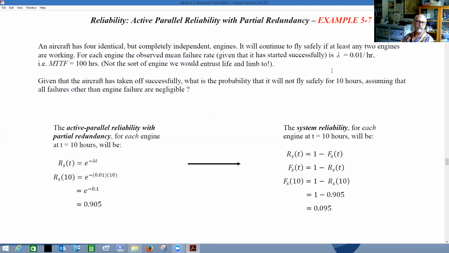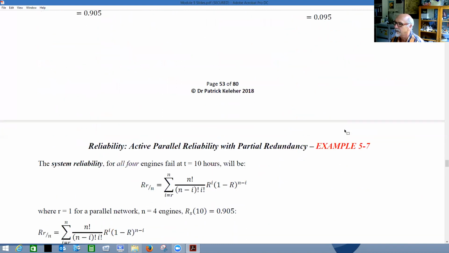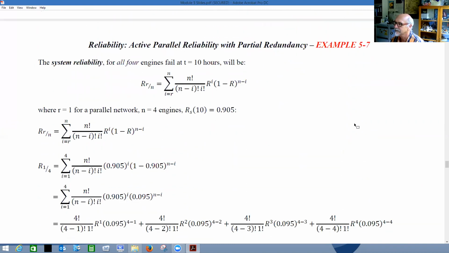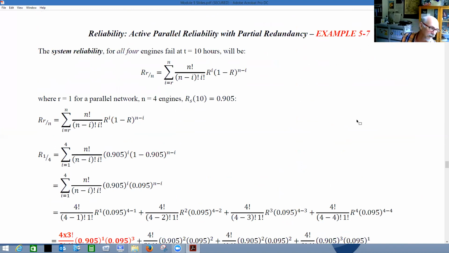So the failure rate must be 1 minus the reliability, system reliability. Therefore, we can calculate 1 minus 0.905, which gives us 0.095. Now moving on, what we then do is use that little formula. And as I say, the textbook doesn't give it to you. It just suddenly writes down the answer. But here, this is really how you go about doing it.